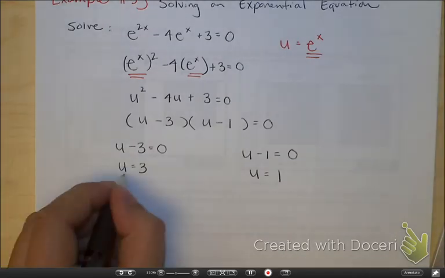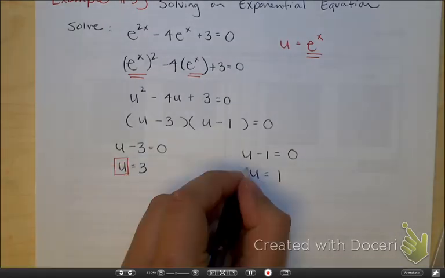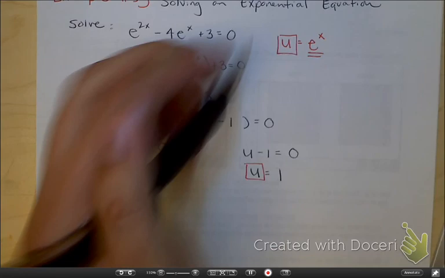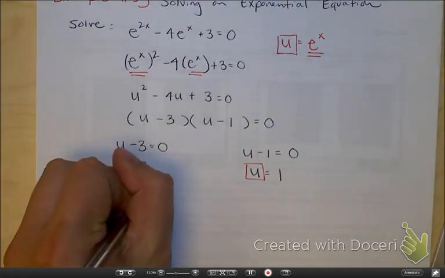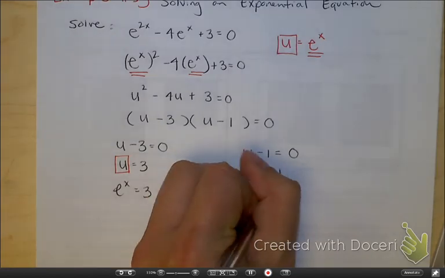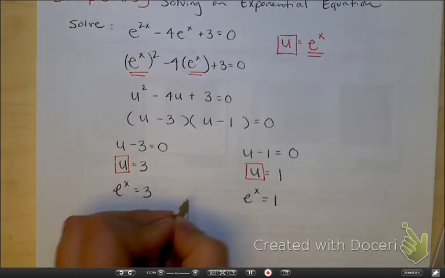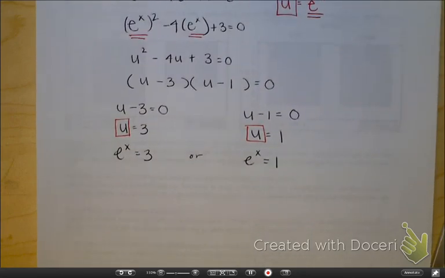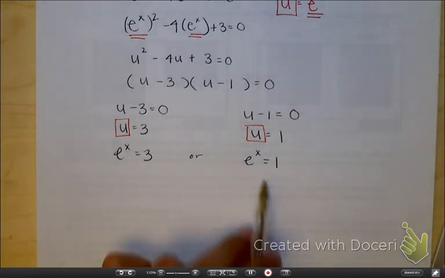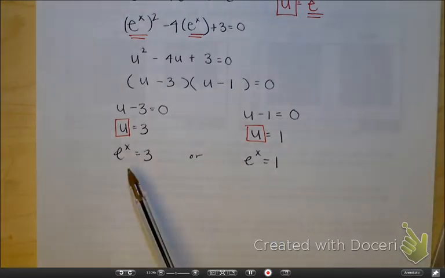So we have to go back and substitute e to the power of x back in everywhere I see a u. So I'm going to say e to the power of x equals 3, or e to the power of x equals 1. So one of those two things is true. With that said, now that we have a simpler exponential equation, or in this case two simpler exponential equations, we can go back to our rules again.